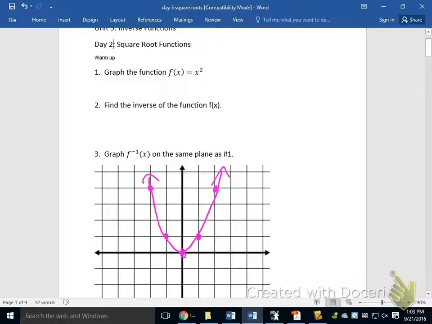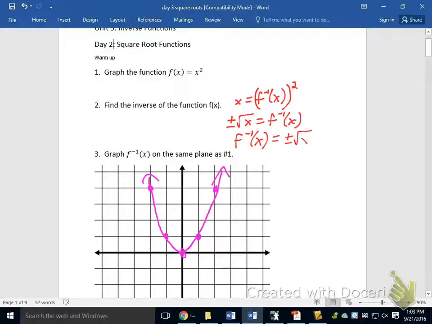Alright, now let's take that function and find the inverse of the function. If I were to do it algebraically on number 2, I would swap x and f of x, so it would now look like x equals f inverse of x, being squared. To solve for f inverse of x, I'd take the plus or minus root of x. So f inverse of x equals the positive or negative root of x.